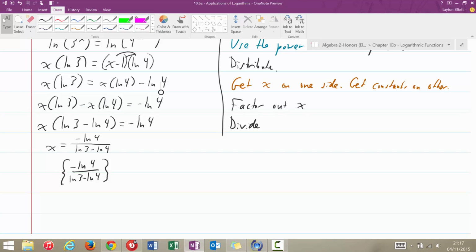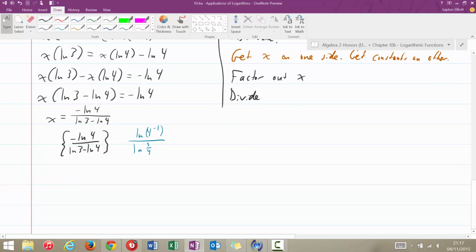Some other forms that you just may want to know, just because it's good math to be able to work them into that, is that really negative ln of 4 is the same as the ln of 4 to the negative 1. And the ln of 3 minus the ln of 4 is the same as the ln of 3/4. And if I really wanted to, I could make this the ln of 1/4 over the ln of 3/4, which would be the log base 3/4 of 1/4. That would be an answer.